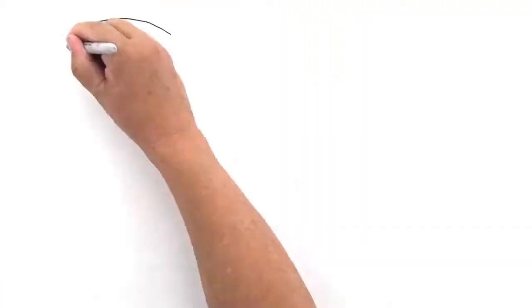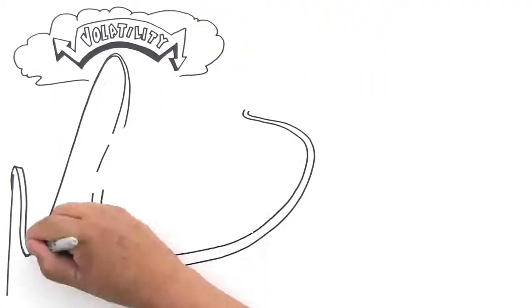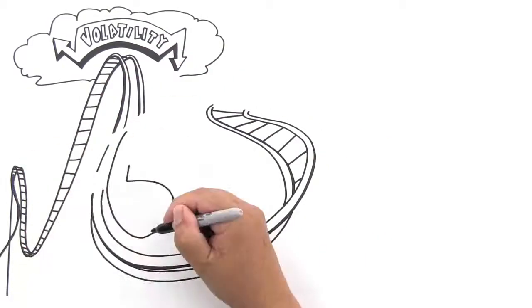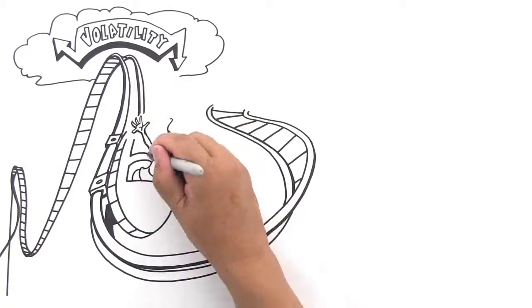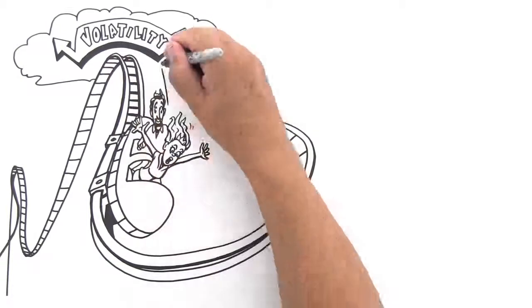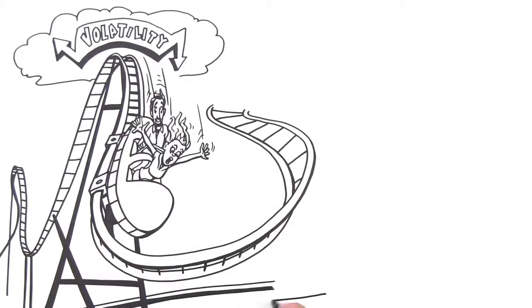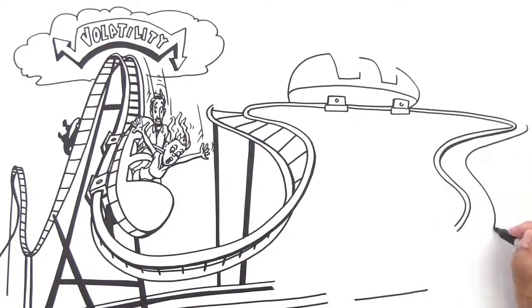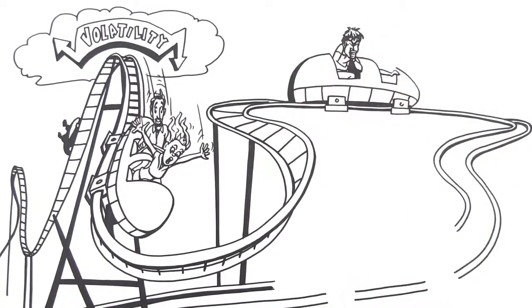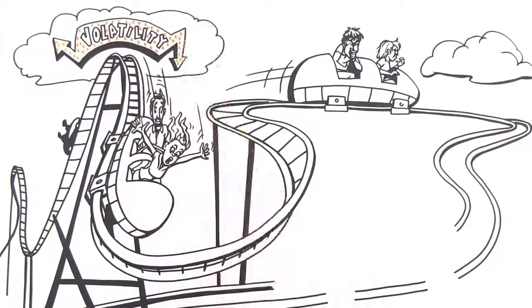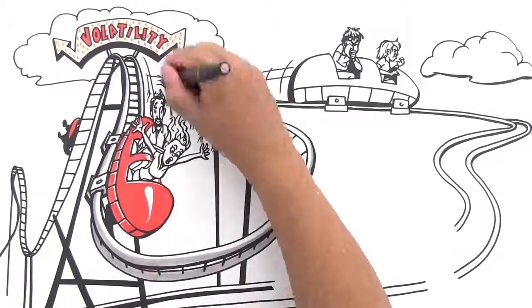Why is this important? First of all, volatility is a measure of investment risk, and more volatility means more risk. Second, your emotions can ride the same roller coaster. Think about it. It's not scary on the way up, but who doesn't start screaming whenever a roller coaster or their investment portfolio goes into a steep drop?